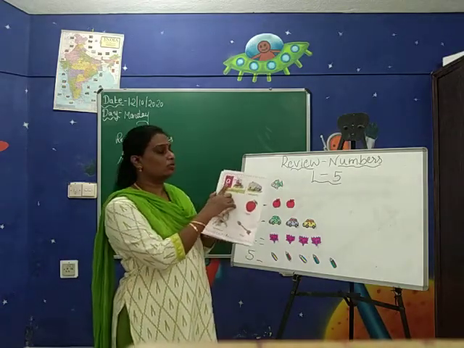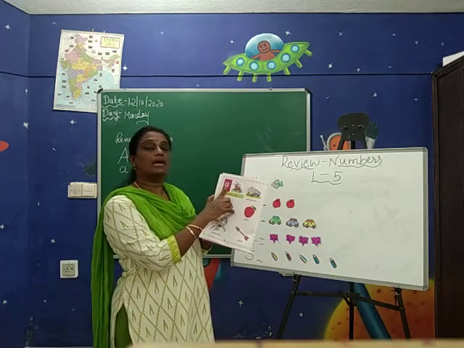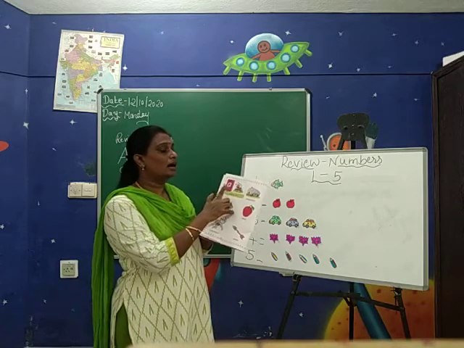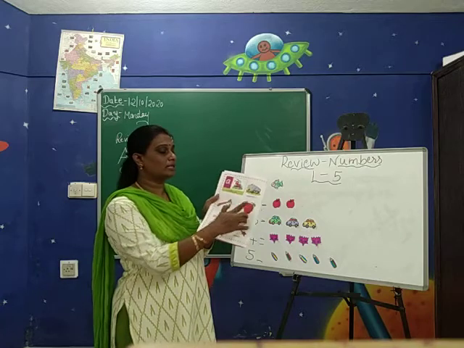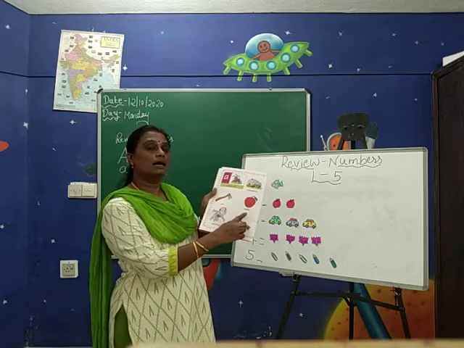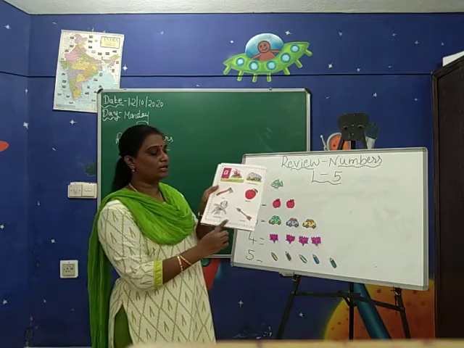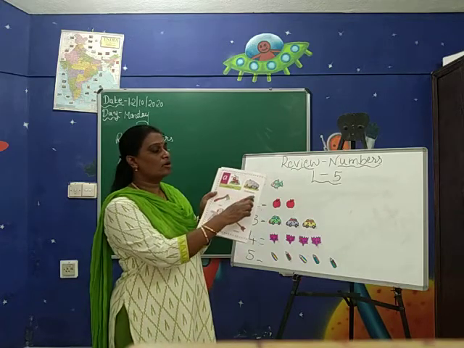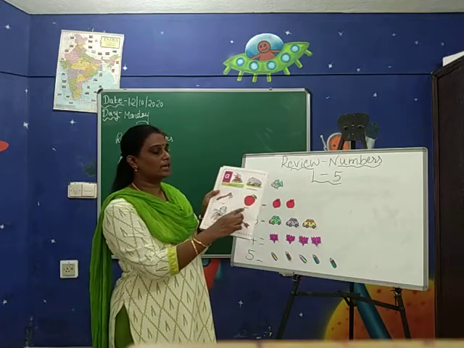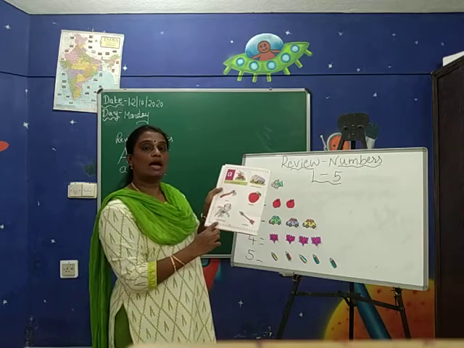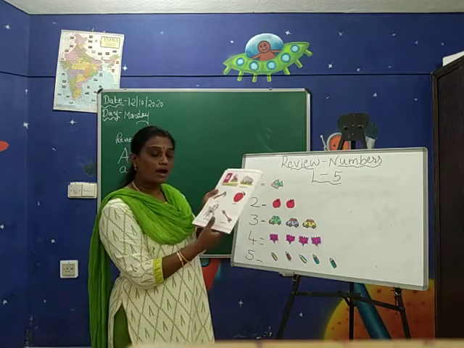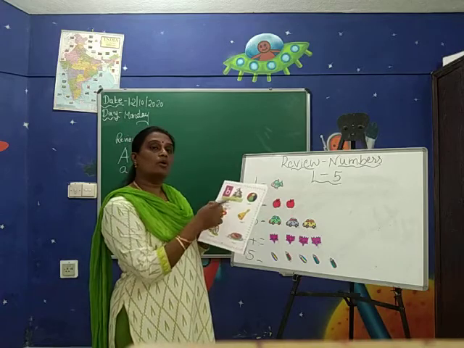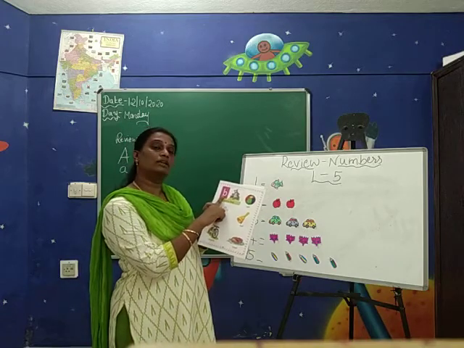Yes, very good. What is this letter? A. A sound A. A ambulance. A axe. A apple. A astronaut. A arrow. A for ambulance, A for axe, A for apple, A for astronaut, A for arrow. Yes. Now after A, which letter will come, children?